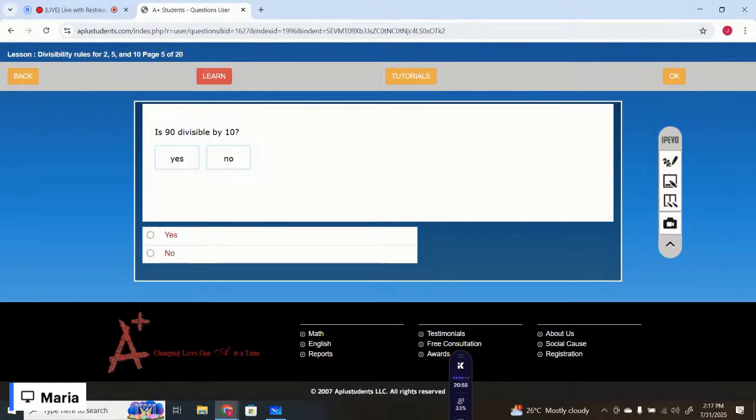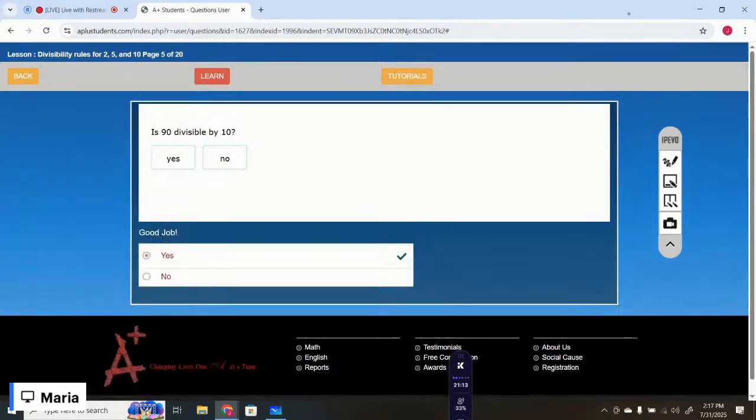Is 90 divisible by 10? The correct option is yes, it is divisible by 10. 90 is divisible by 10.